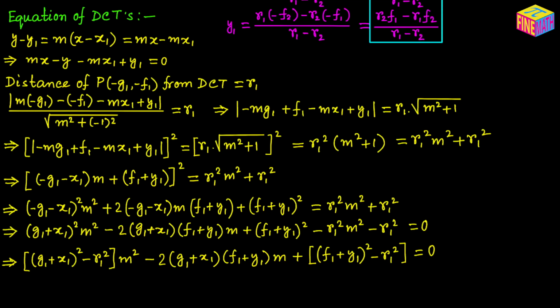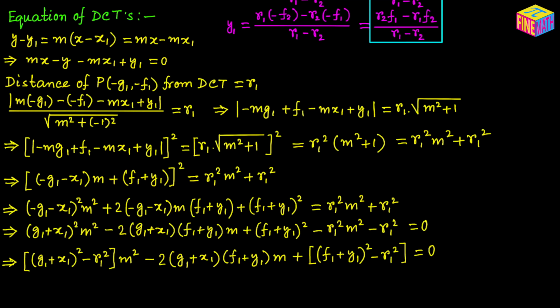And if you carefully look at it, you will notice that this is nothing but a quadratic equation in m, where m is the unknown variable. Everything else is actually known, because we know the values of g sub 1, x sub 1, f sub 1, y sub 1 and r sub 1. Of course we know all those values from the given equations of the circles. The only unknown here is m, and we have a quadratic equation, so essentially we are going to get two values of m, and that's exactly what we are going to use to come up with the equations of the two direct common tangents.